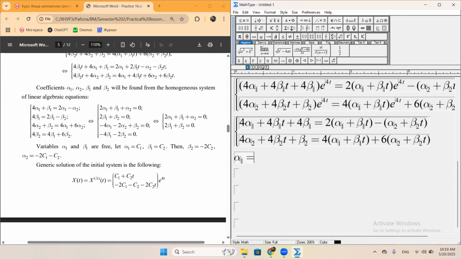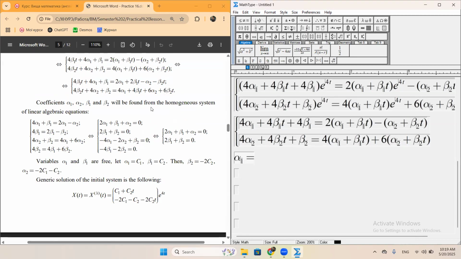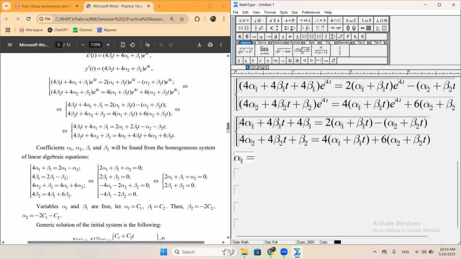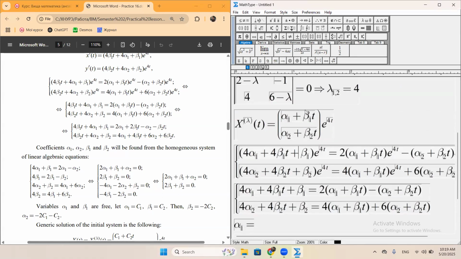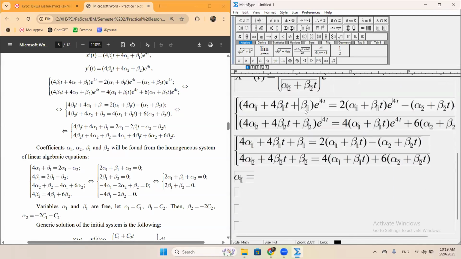Sorry? In your notes, as I see, there is beta 1, but in ours, in the lesson, 4 beta 1 t, but just beta 1. Mistake here. Here must be beta 1, yeah. And here as well. Yeah, thanks for your attention. Okay, now everything is correct.